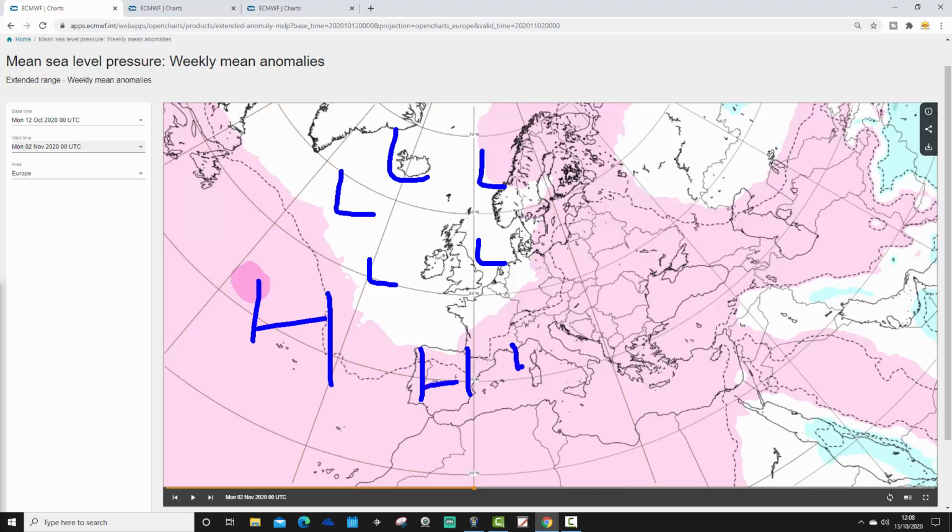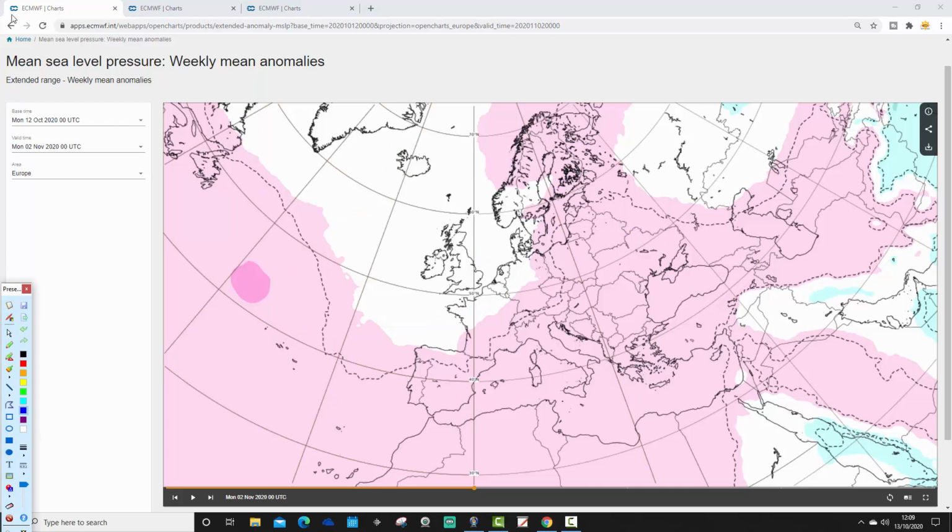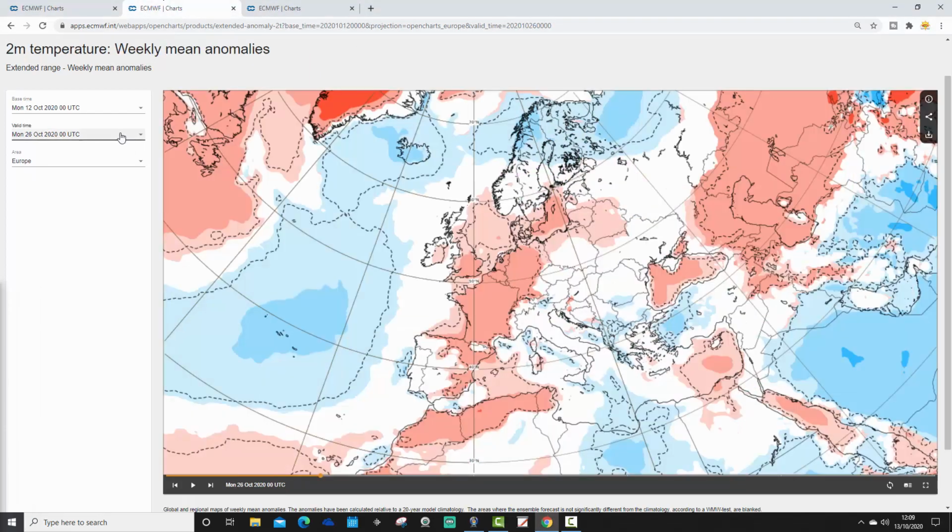Notice the blocking is breaking down in this week and disappearing, really. So a lot of that northern blocking is going away. Much of Europe is under high pressure, but out in the far north and northwest, it looks like we're probably still influenced by lower pressure from off the Atlantic. Remember, the further out we go, the weaker the signals are going to get.